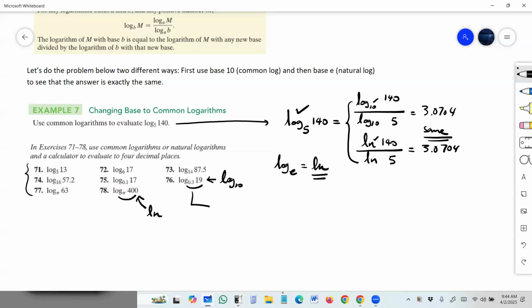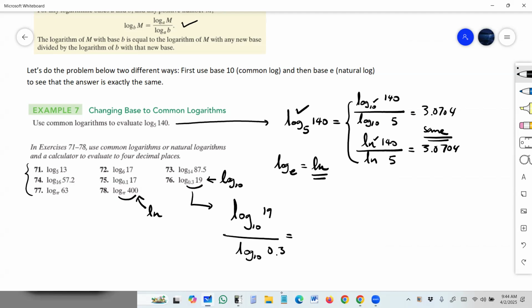So I cannot evaluate this way, even with the calculator, because the calculator doesn't have a base 0.3. But that's okay. I can use the change of base formula right here, which would be log base 10. No, wait a minute. There's no equal sign here yet. Log base 10 of 19 over log base 10 of 0.3.